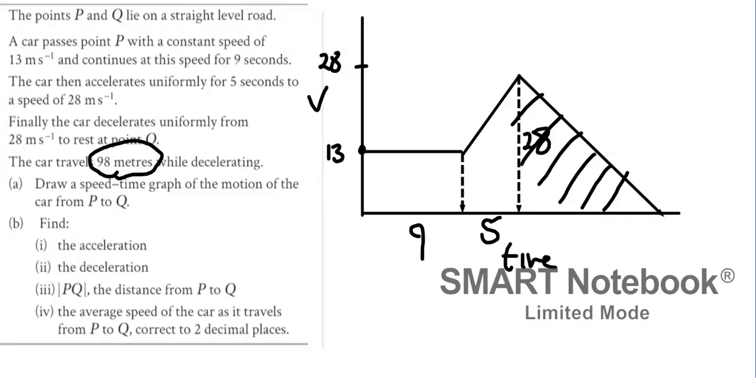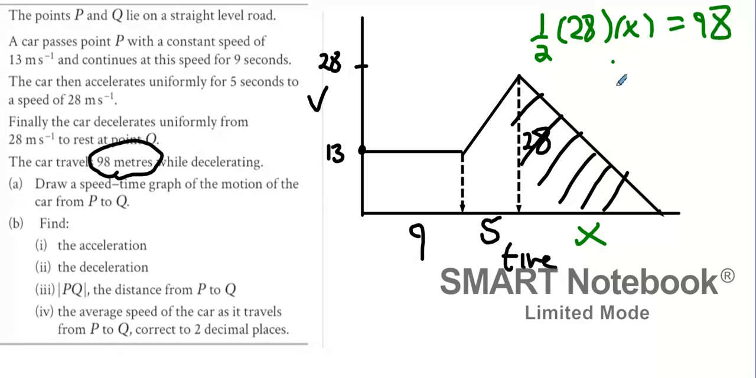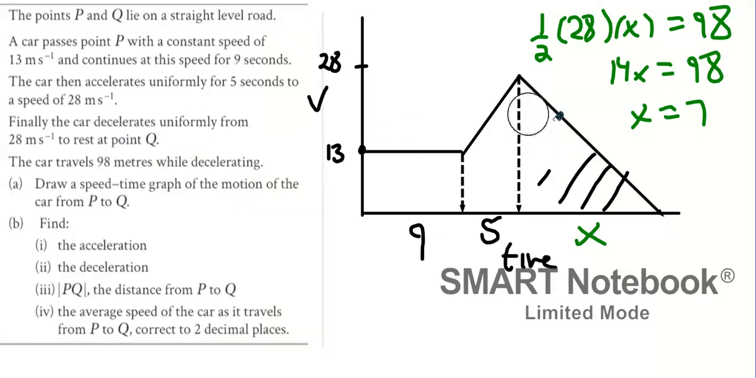Call this time x. So a half times 28 times x has to be 98. I think it's 98 divided by 14, is it? Who got an x value of 7? All right, we got an x value of 7. So that means the time is 7. So we have 7 and 28.